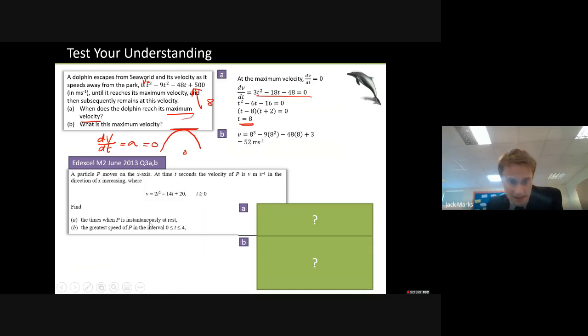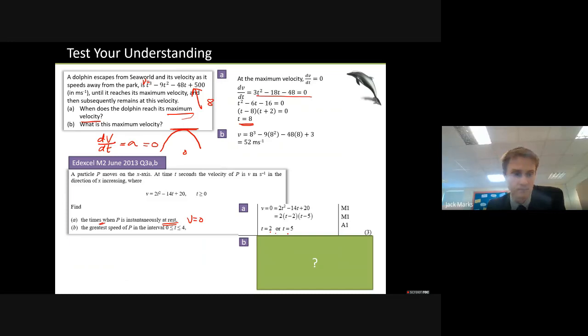This one over here, when is it instantaneously at rest? Well, that means v equals 0. So step 1, set it equal to 0 and solve. The times, it said times, so there's 2 answers. That makes sense. What about the greatest speed? So we just talked about this. Velocity, look, it's also a positive quadratic, so it's something like this. It starts at 20. So I know that that's 2, I know that that's 5 seconds, I know that this is velocity.